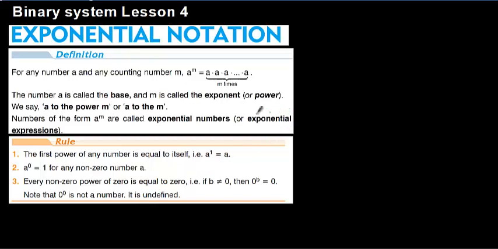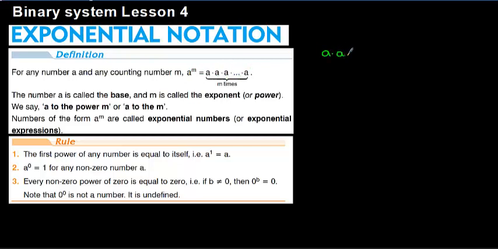In this video we are going to study the binary system, and before starting the binary system we need to remember exponential notation. You know this topic from primary school, but maybe for the first time in English.